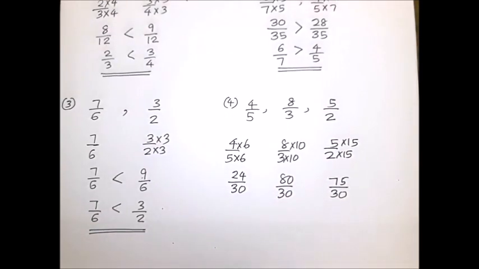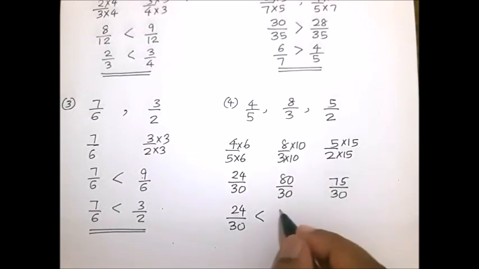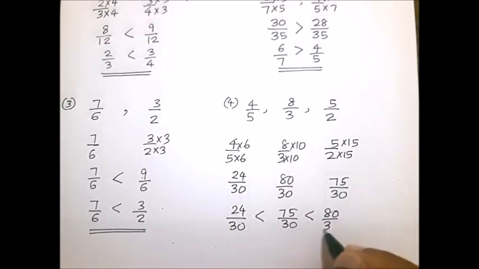Now what is the smallest one? Here denominators are equal, numerators are different. You have to take the smallest numerator. It is 24 over 30. Then 75 over 30. The largest one is 80 over 30.